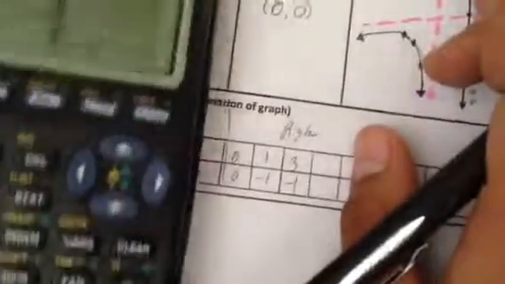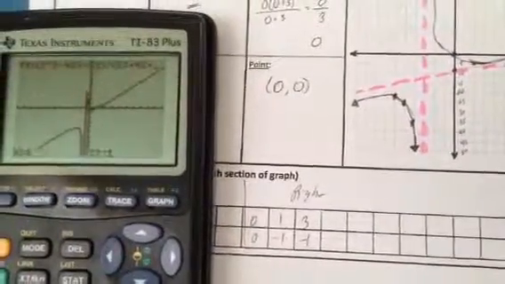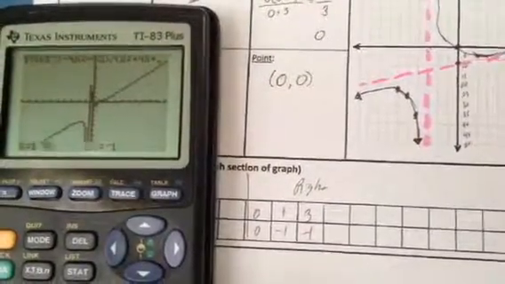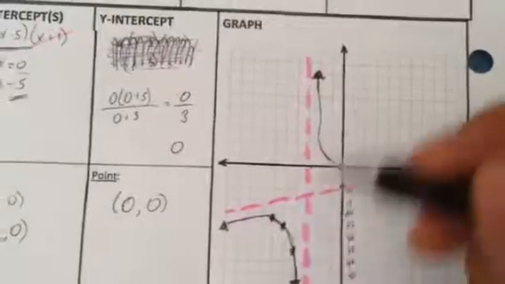And then we need 3 points on the right side of the graph as well. So I chose 0, 1, and 3, and it gave us those 3. And these are the asymptotes that we get, and that's how our graph should look.